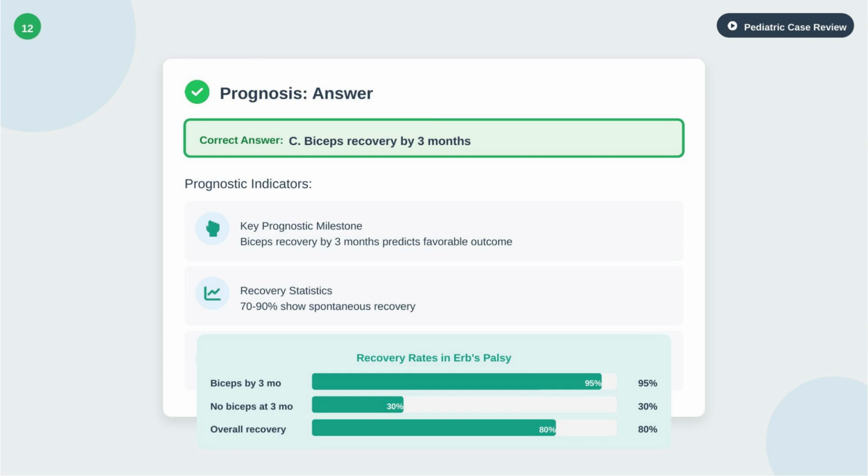Biceps recovery by 3 months. The return of biceps function by 3 months of age is widely recognized as the most reliable predictor of favorable outcome in brachial plexus injuries. Approximately 70 to 90% of Erb's palsy cases show spontaneous recovery, with most improvement occurring within the first 6 months of life. The absence of biceps function at 3 months suggests a more severe injury that may require surgical intervention. Other factors like injury severity, type of lesion, and completeness of the palsy also influence prognosis.